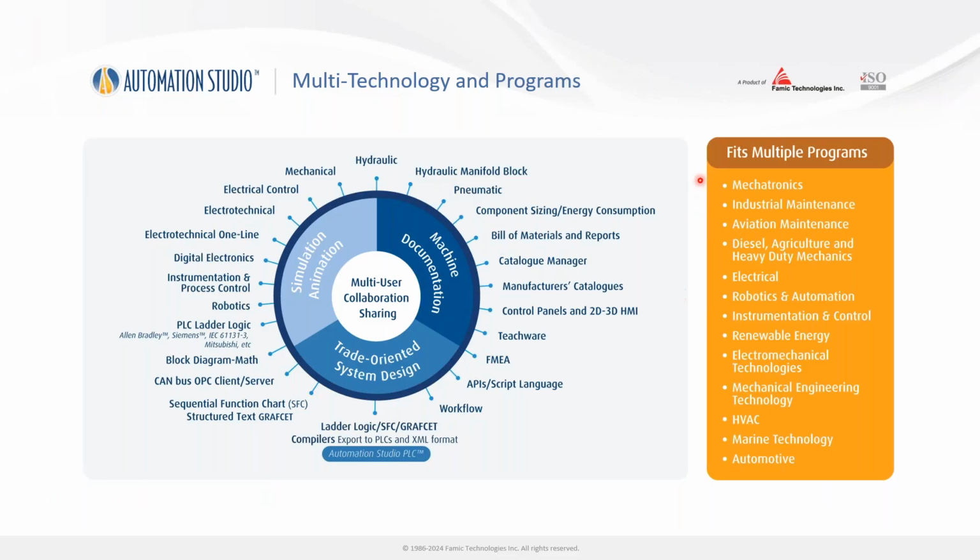Now, if we have a glance at the right side of the screen, we can see this orange box, which showcases that it fits multiple programs. You can see we have domains covered like mechatronics, industrial maintenance, aviation maintenance, electrical, robotics and automation, renewable energy, mechanical engineering tools and technology. Then we have HVAC, that is heating, ventilation and air conditioning, marine technology, automotive, and so on. This is the reason we say that Automation Studio software is a multi-technology software, as it covers every domain under a single roof.